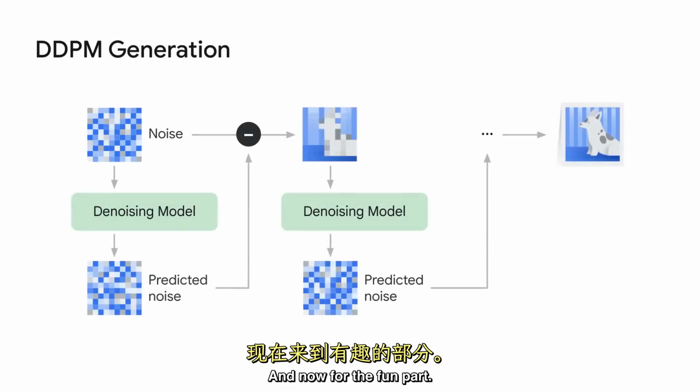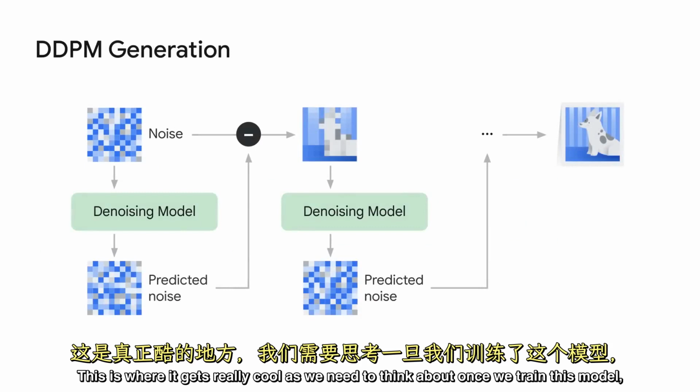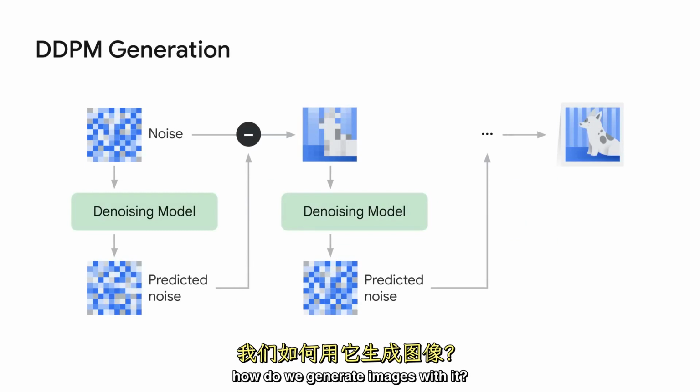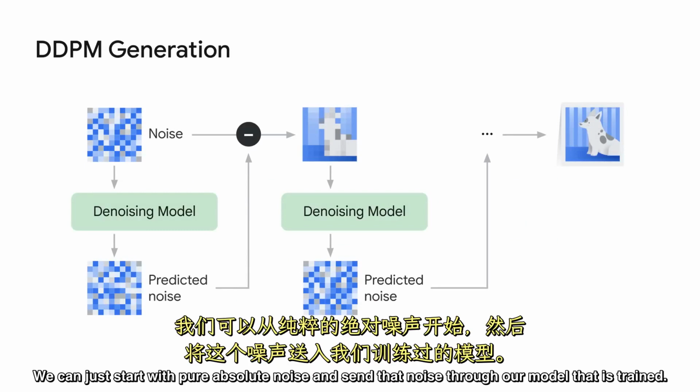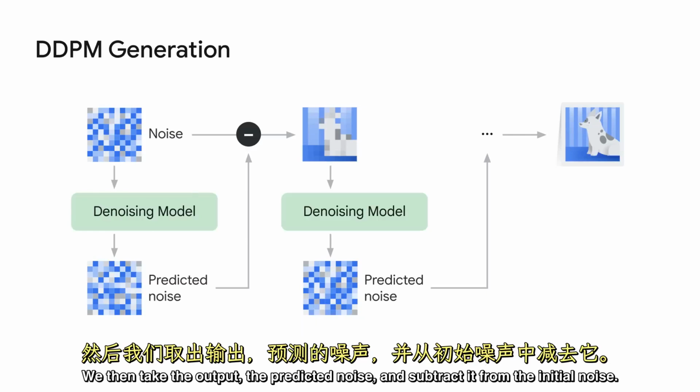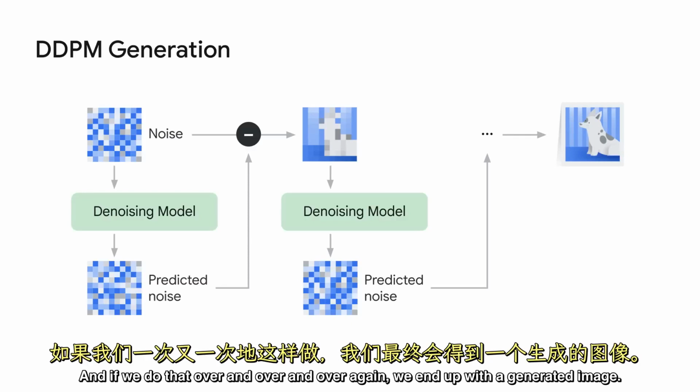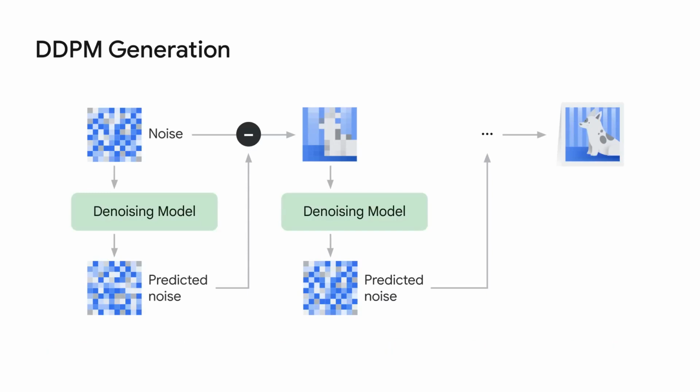And now for the fun part. This is where it gets really cool, is we need to think about, once we train this model, how do we generate images with it? Well, it's actually fairly intuitive. We can just start with pure absolute noise and send that noise through our model that is trained. We then take the output, the predicted noise, and subtract it from the initial noise. And if we do that over and over and over again, we end up with a generated image.